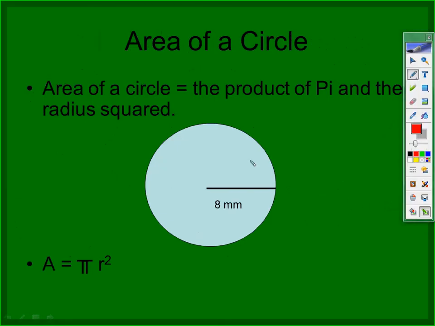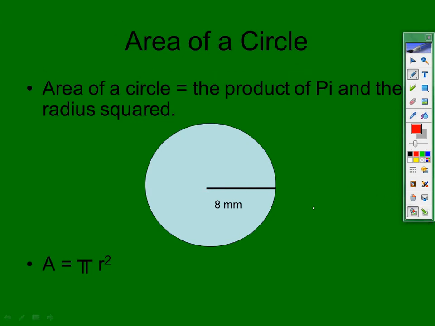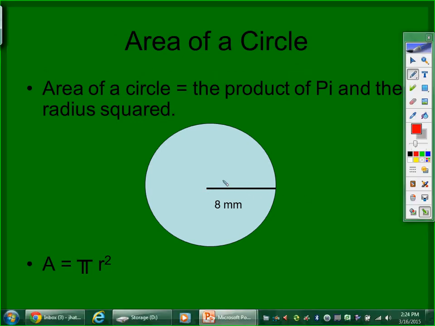If I'm looking for area, area is the product of pi and the radius squared. Now I'm talking about how many of these little squares it would take to cover this circle. In this case, my radius is given, so pi times my radius squared, pi r squared. 8 times 8 is 64, so my answer here would be 64 pi. And my units would be millimeters squared, because now I'm talking about area. So it would be units squared.